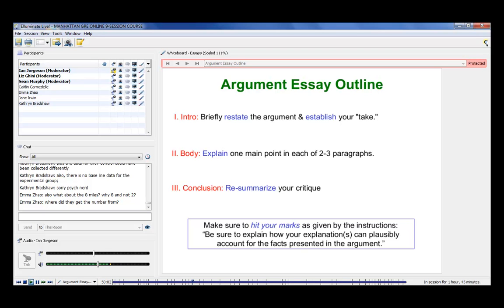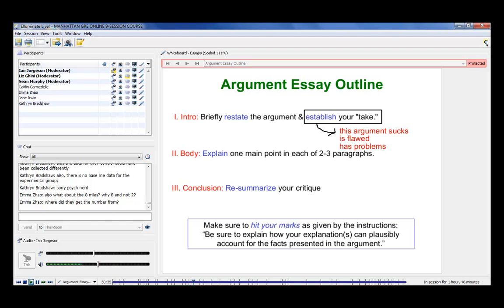And then you want to establish your take. This is easy, right? Remember when we talked about the issue essay, you could be on either side. It doesn't really matter which side you take. But for these, the answer is always simple. Your take is this argument is flawed, has problems. I wouldn't use "sucks" myself. But the point is, it's a bad argument.